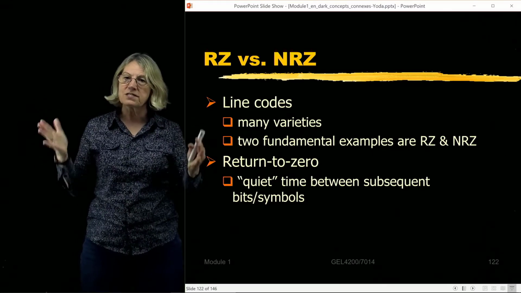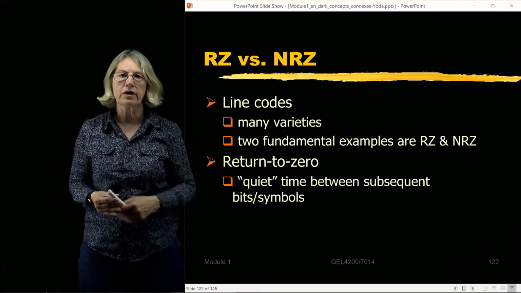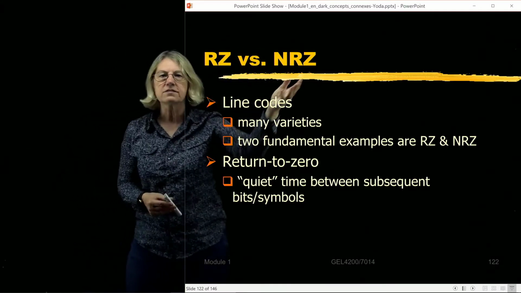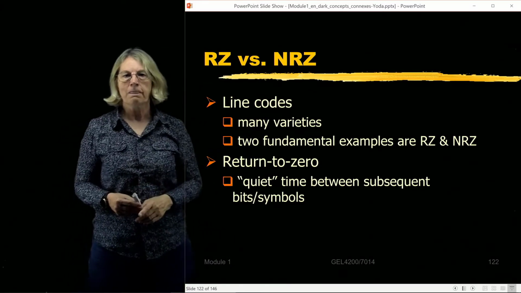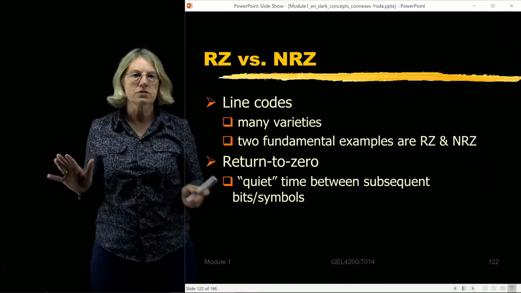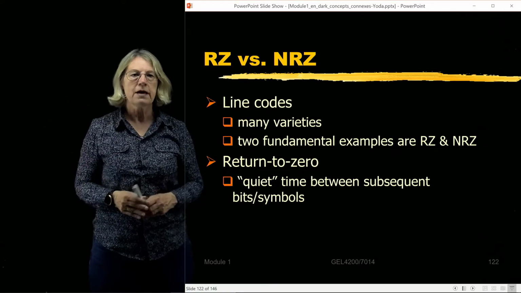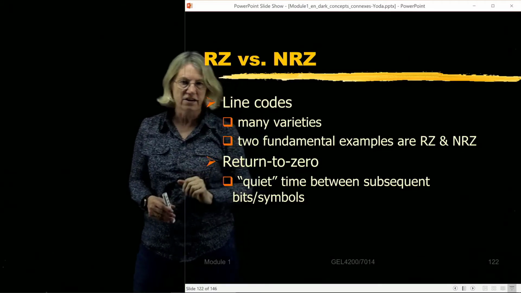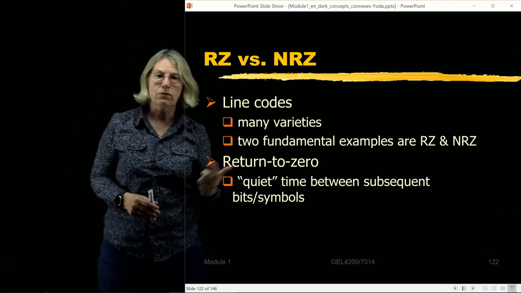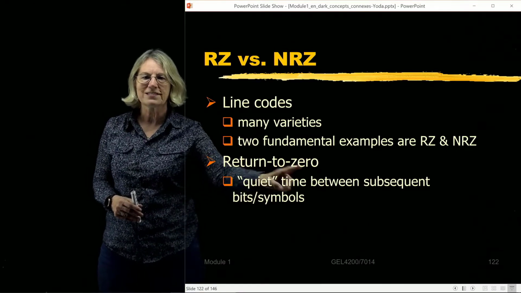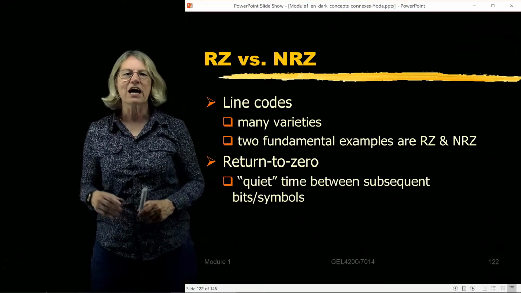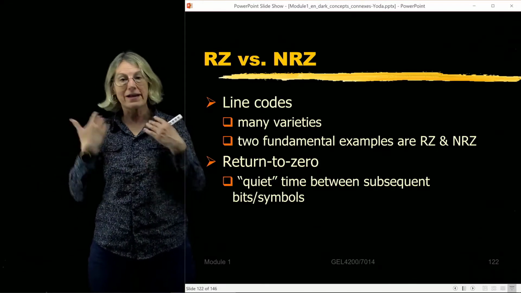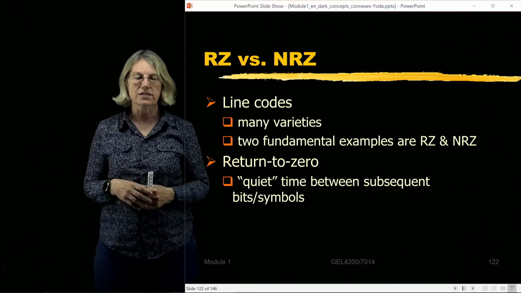So one of the first simple distinctions that I'm going to be discussing is what we call RZ versus NRZ. And these two possibilities are an example of what we call line codes. There are many varieties of line codes, and I'll show you some of them, and there's a lot more discussed in the textbook. But the two fundamental examples of a line code are RZ and NRZ, so we'll start with that. Now the RZ, what does that stand for? It stands for return to zero. Return to zero means that we're going to have a quiet time between subsequent bits or symbols, really. All my examples are going to be bits, but you could apply this equally well to symbols.